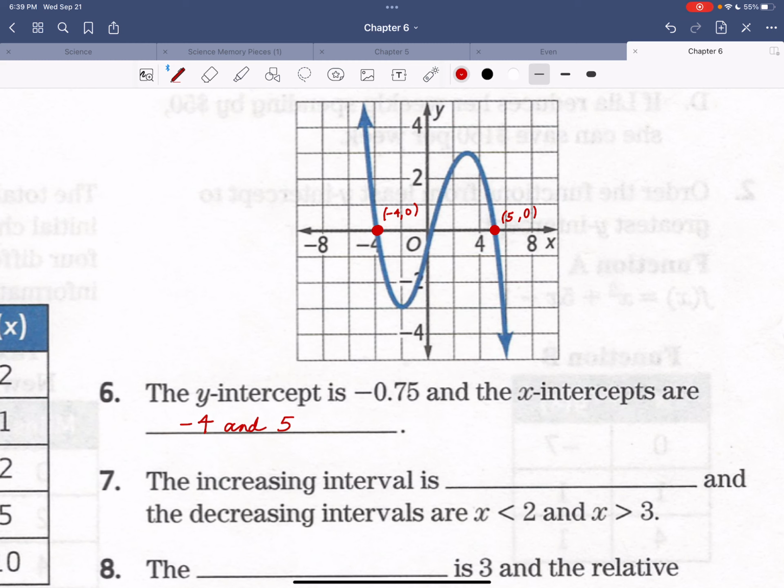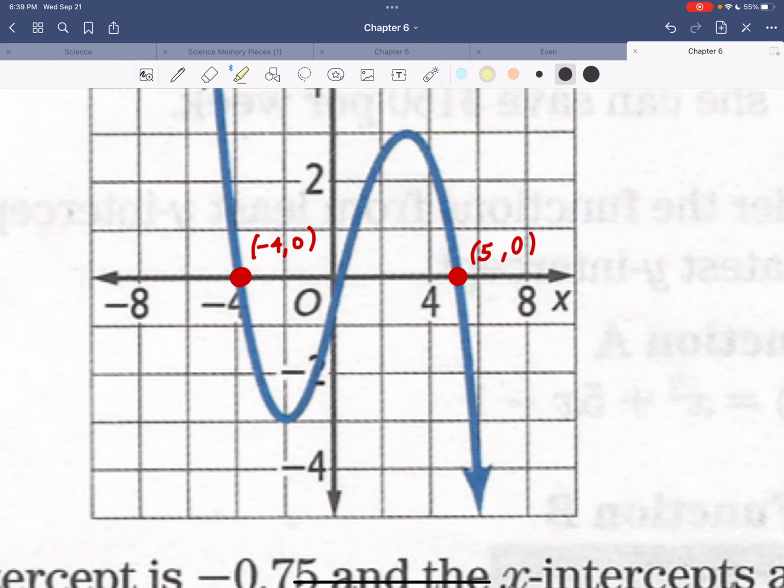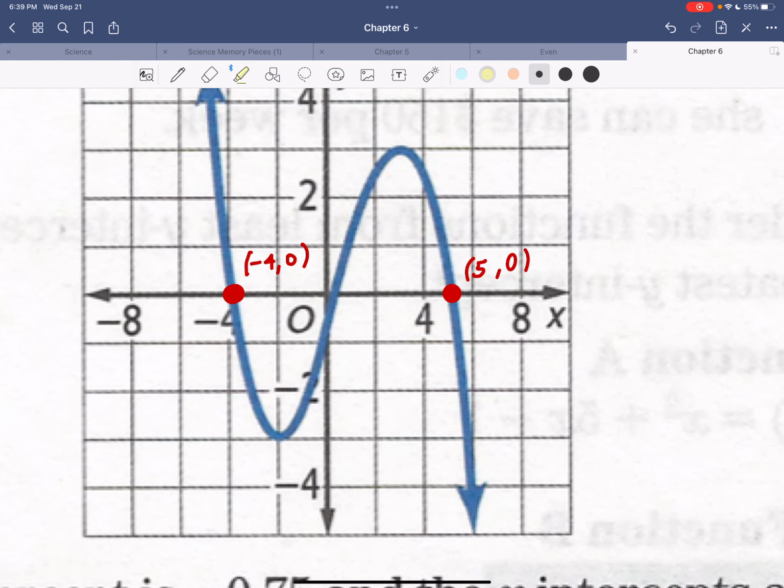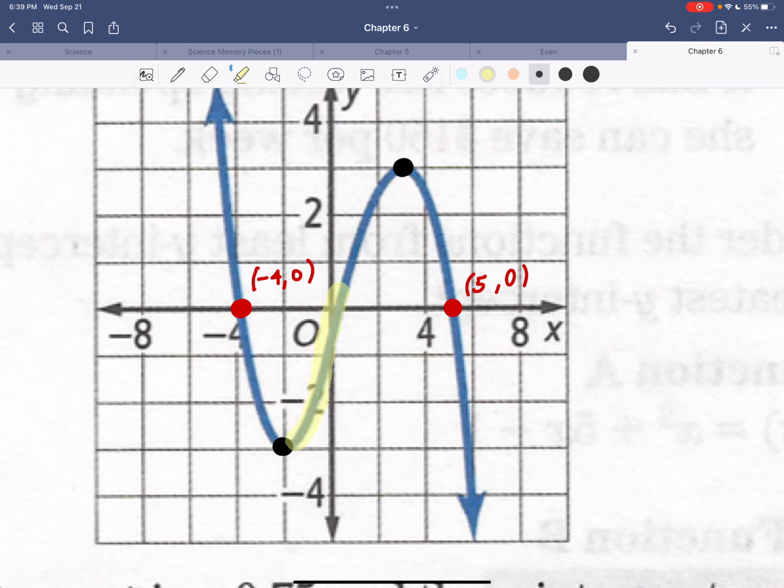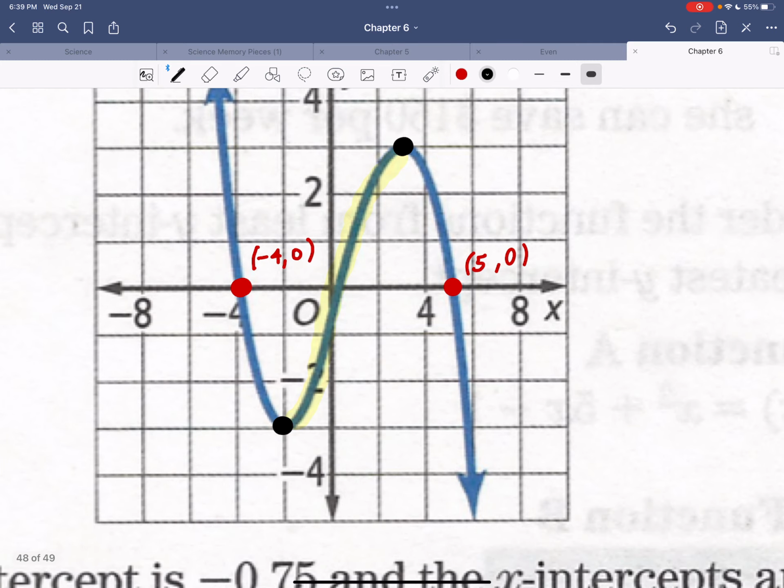The increasing interval is blank, and the decreasing intervals are shown. So where is this graph increasing? Where is it climbing? And let me just go ahead and highlight it for you. It's going to be from, let me drop some points first, from here to here. So we're looking at an increasing interval right in here, in this yellow part. So we need to determine where that is.